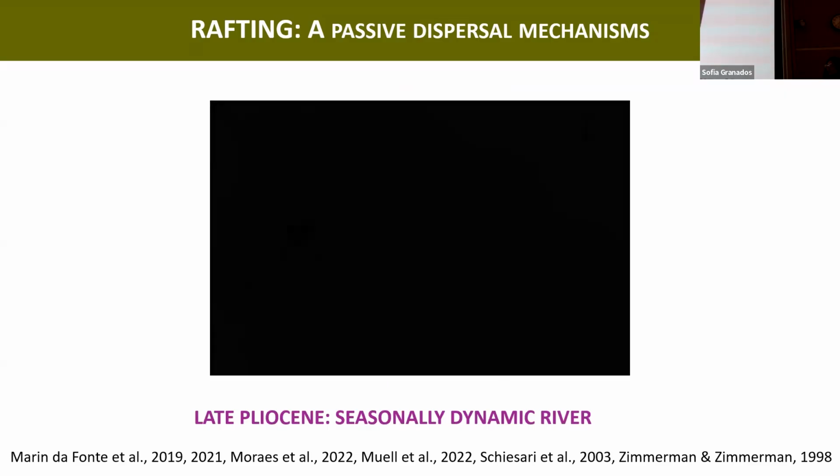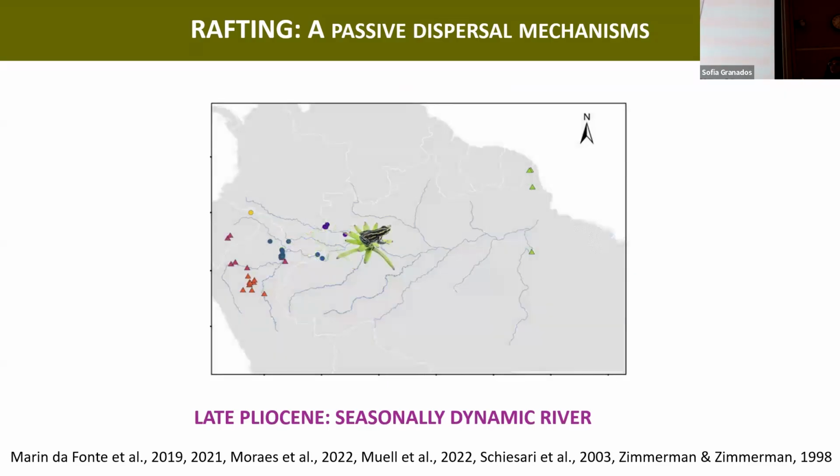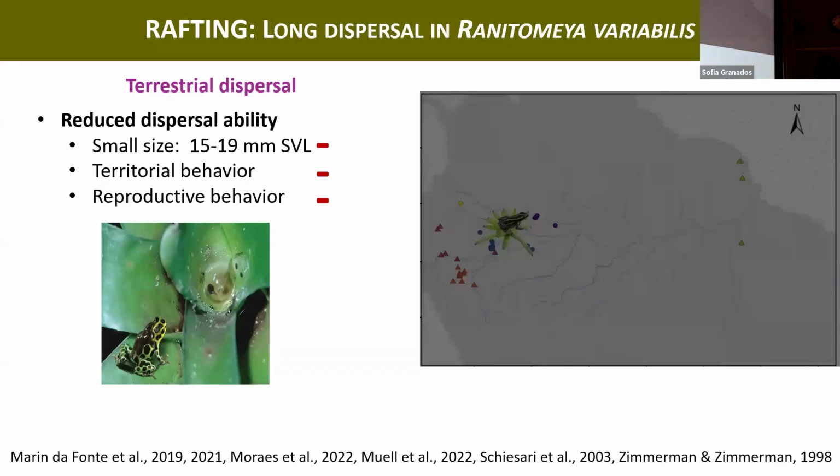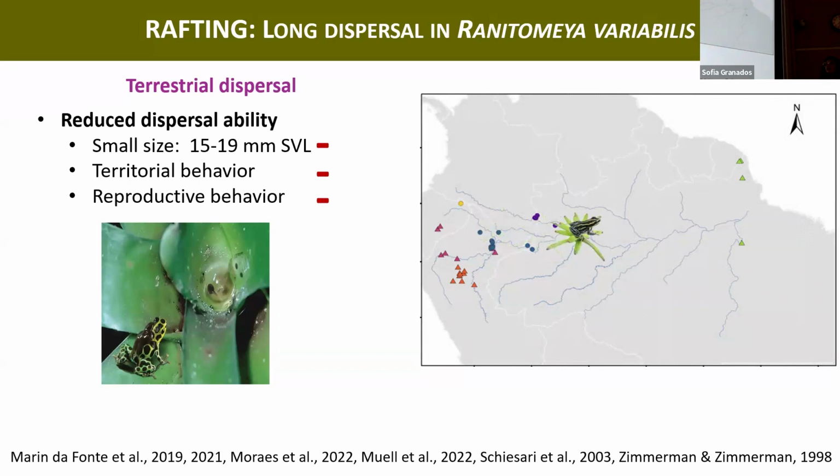So what we think could have happened at that time is that there was a highly dynamic river, and then somehow some individuals of this little tiny frog just rafted to the other side. We have other reasons to think this might be the most likely mechanism, mainly because we don't think terrestrial dispersal is actually possible. This is a very tiny frog, and it has territorial behavior in which they basically stay in one small territory, so they don't disperse a lot.